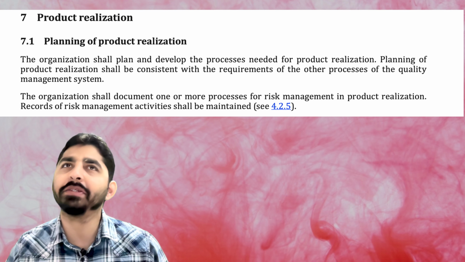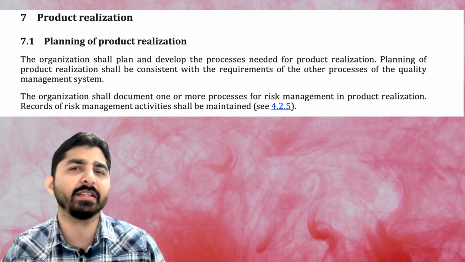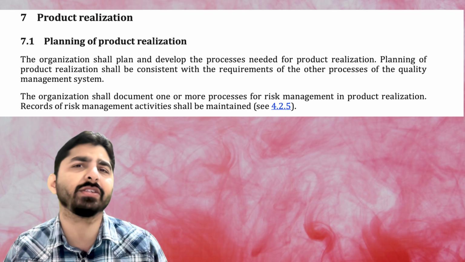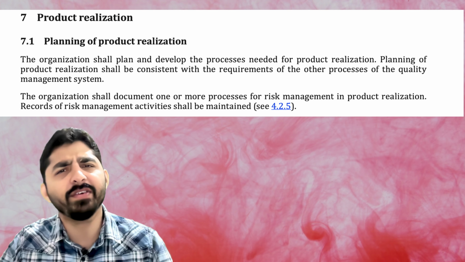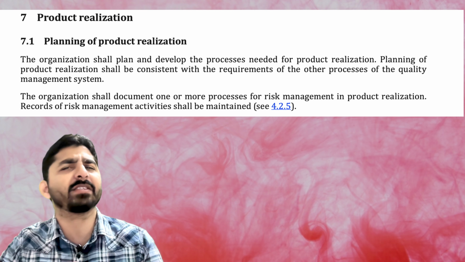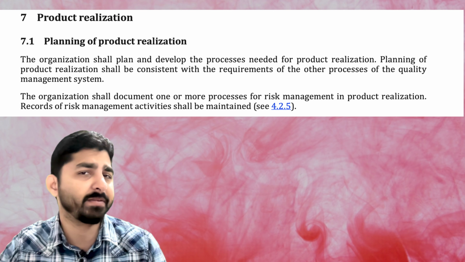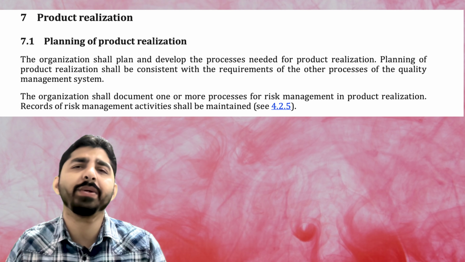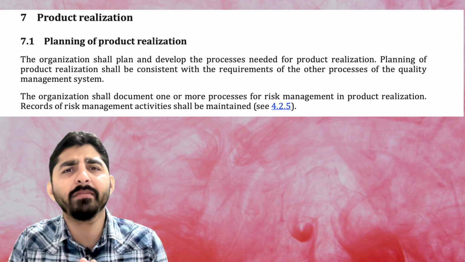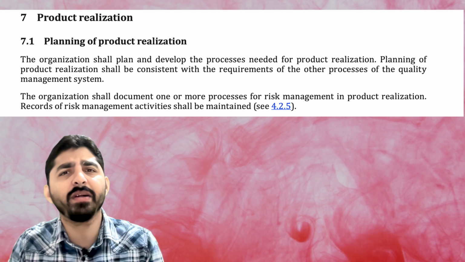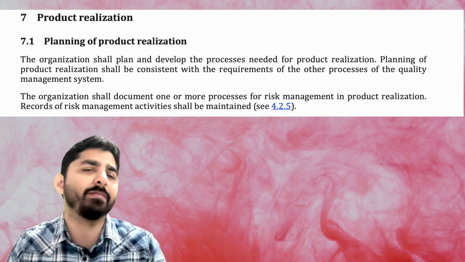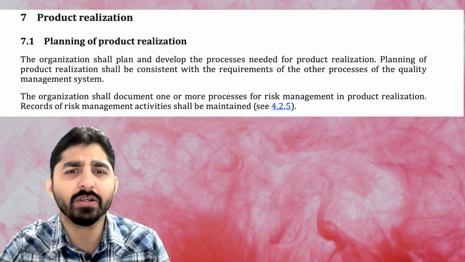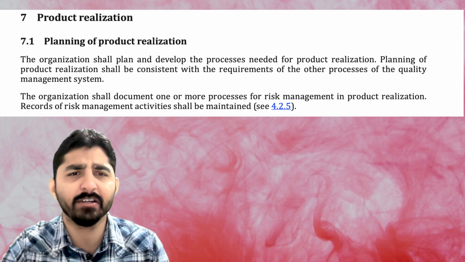So friends, the product realization phase is very crucial for any organization. So definitely whenever you design any product, the risk mapping should be done as per the 14971 standard. Hence, whatever risk activities you are going to do, you need to keep in mind that there should be documented evidence available at any given point of time, right? So I hope this is easily understandable. 7.1.